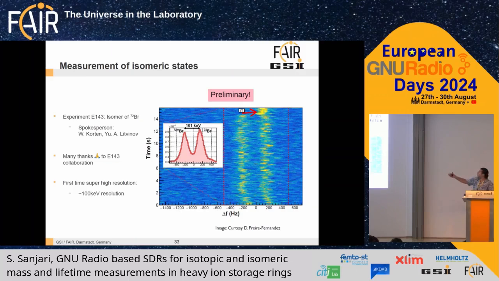This is, for example, one thing that we have been testing, and this is going to be the 2025 experiment as well. In the previous experiment, we were able to achieve a very, very high resolution, equivalent to a 100 keV energy difference between the nucleus and its first isomeric state. That is so close, 100 kilohertz, that is amazing. So what we want to do is to monitor whether this is the ground state, and this is the isomeric state. Sometimes it comes, sometimes it doesn't. For that, we need GNU Radio.